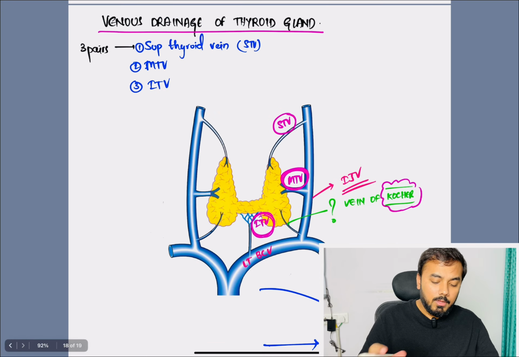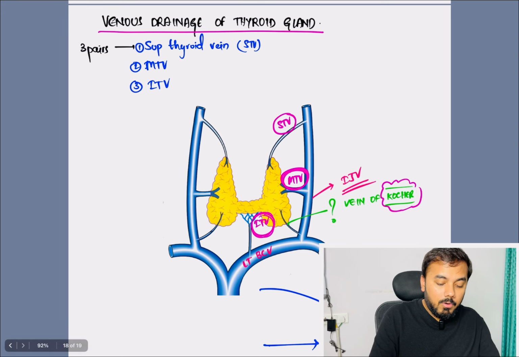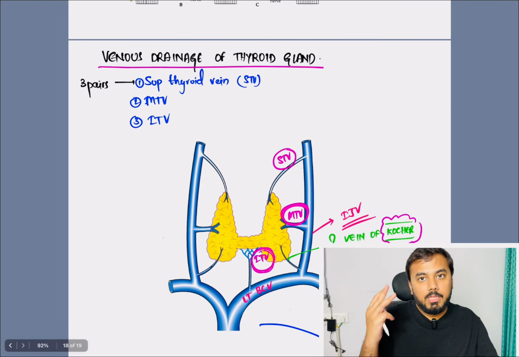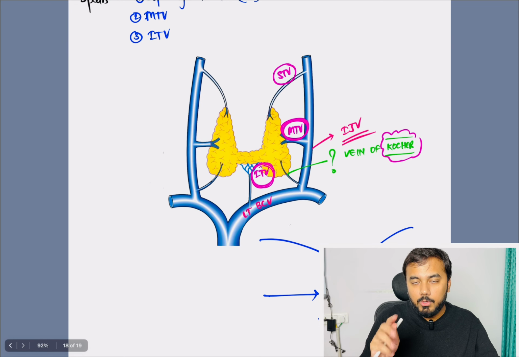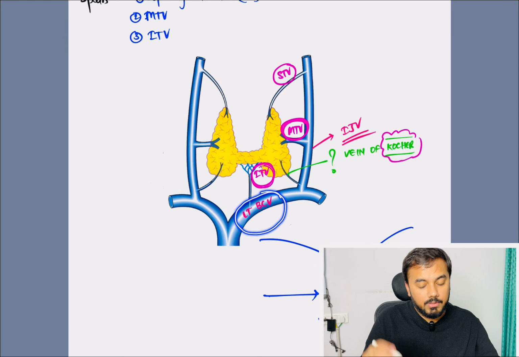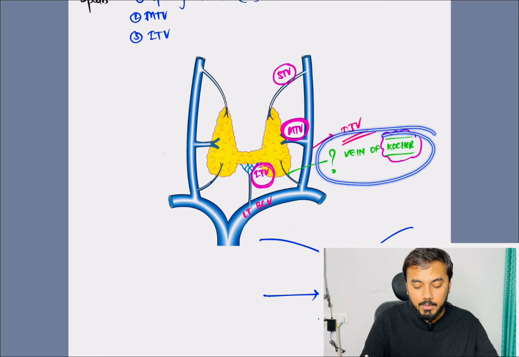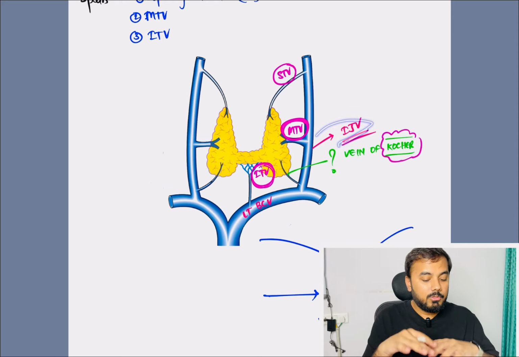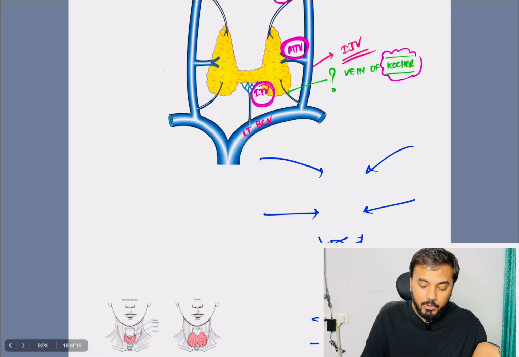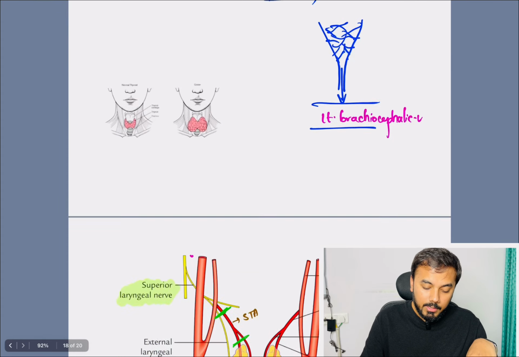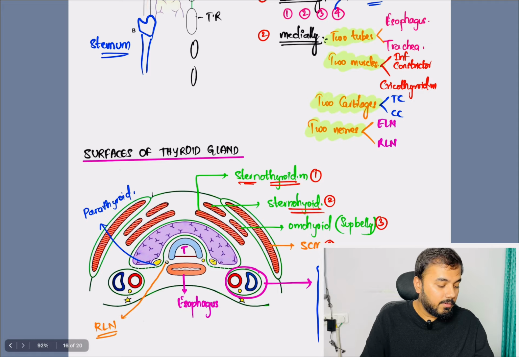Clear? So once again, let's wrap it up. What are the important things? Venous drainage, three pairs of veins: superior thyroid, middle thyroid, inferior thyroid veins. Inferior thyroid veins on both sides join together, form a plexus, they drain into the left brachiocephalic vein. The fourth vein we have got is your vein of Goitre, and where is this vein of Goitre draining into? Your internal jugular vein. Okay, this is all you need to know regarding the venous drainage of your thyroid gland.